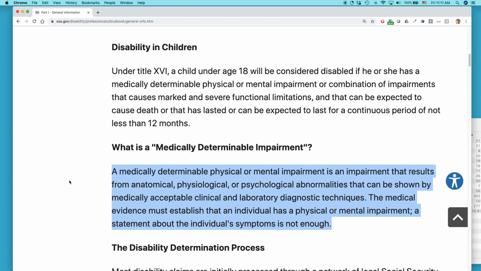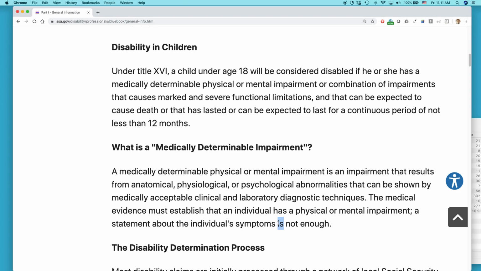The medical evidence must establish that an individual has a physical or mental impairment. A statement about the individual's symptoms is not enough. And actually, in Emily's book, Social Security in 30 Minutes, she uses the example, you just can't show up at a Social Security office with a neck brace and say, hey, I'm disabled or I'm impaired and I need to get this particular benefit. No, it doesn't work that way. It has to be medically determinable, which means that they're going to connect you with doctors or with some sort of medical service that can make the determination that you are indeed disabled.